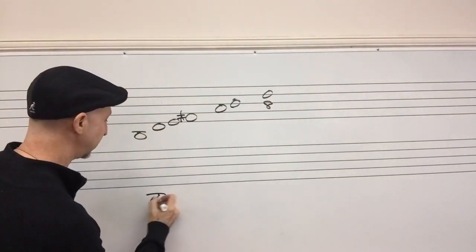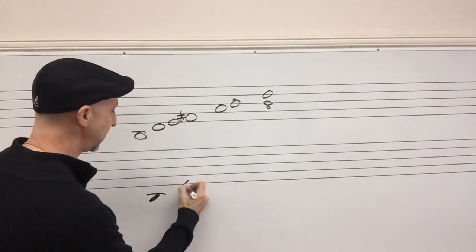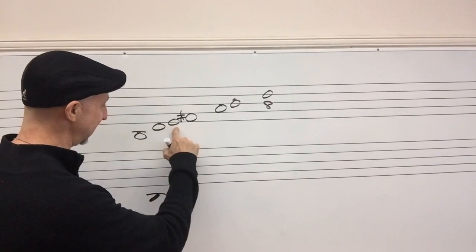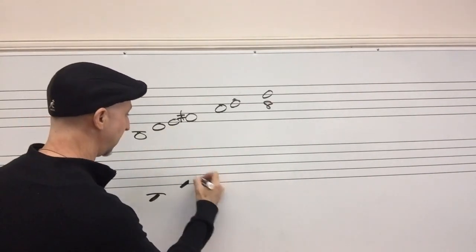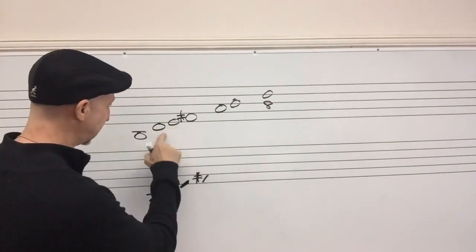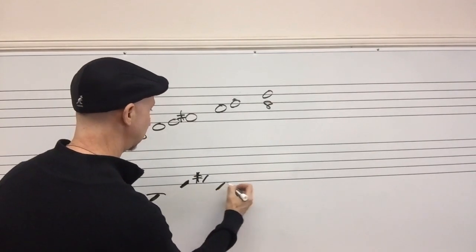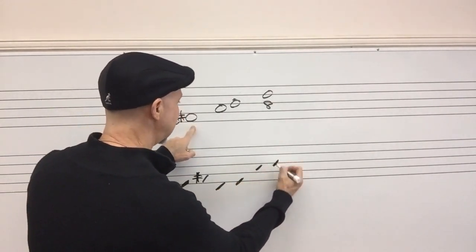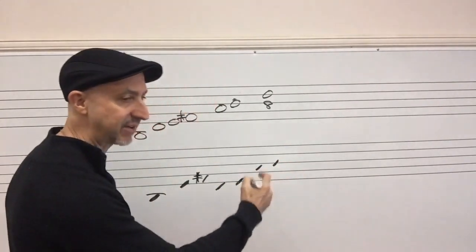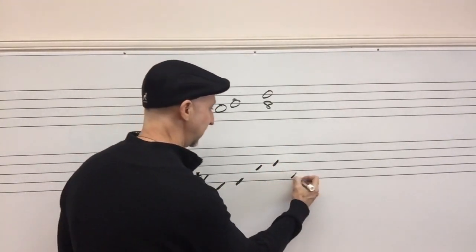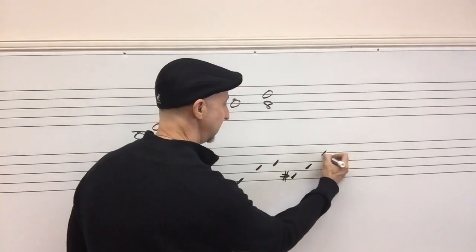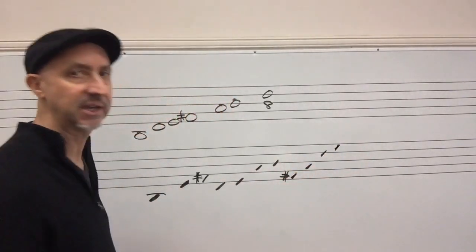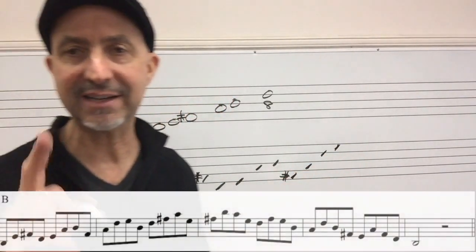We start on the root, or the B. We're going to skip the D, go up to the E, step up to the F sharp, skip the E, go down, step, skip the F sharp, go to the A, step to the B, and you can see the pattern continues like this: F sharp, A, D, E, etc. And it looks like this when it's done.